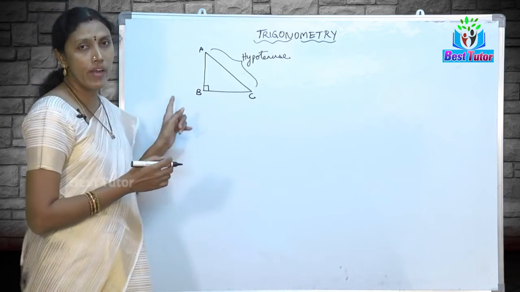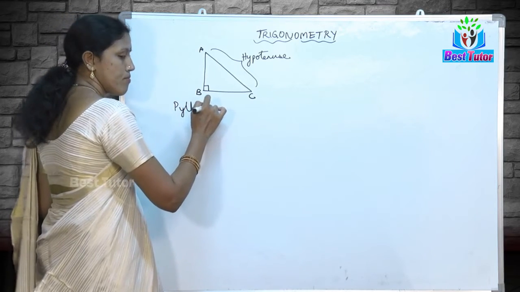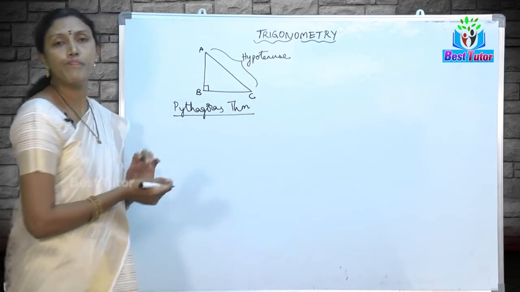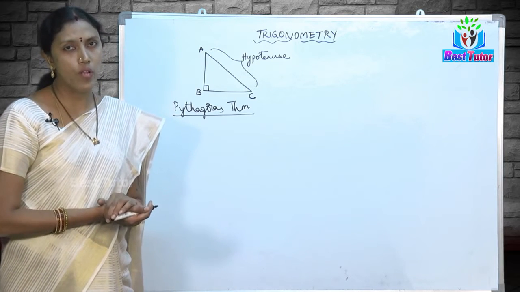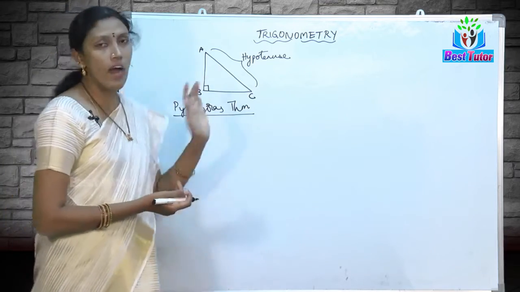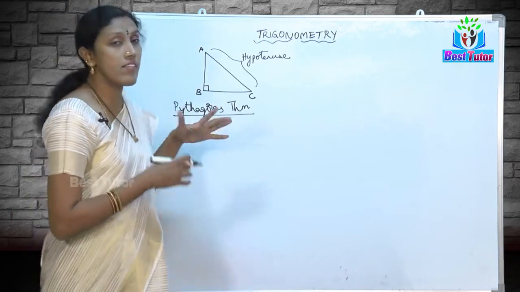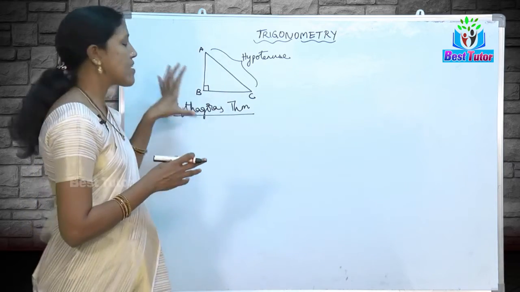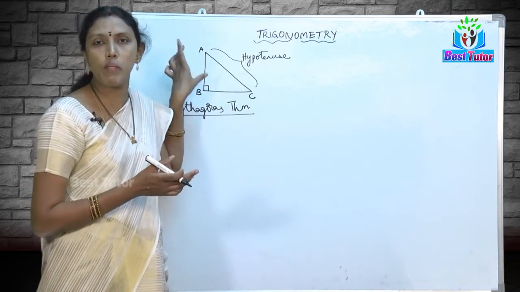And the very important property of a right angled triangle is the Pythagoras theorem. According to the Pythagoras theorem, in a right angled triangle, the square of the hypotenuse is equal to the sum of the squares of the other two sides. This is the hypotenuse, and these two are the other two sides. AB and BC are the other two sides, right? We will not learn it as AC square is equal to AB square plus BC square. That's going to be a wrong notion. A right angled triangle can be named using any other letters. So let us not stick to AC square is equal to AB square plus BC square.